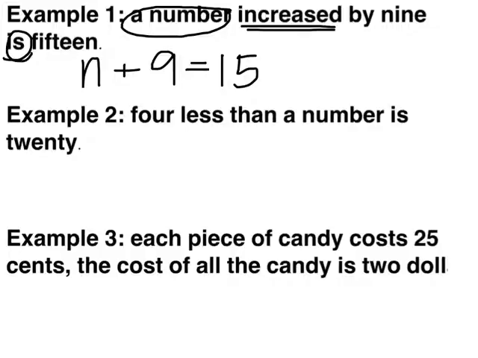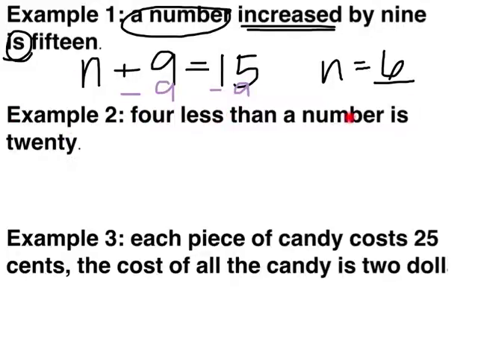How do we solve this? We work backwards. N equals 6. So then we plug that back into the original question. A number, 6, increased by 9 is 15. 6 plus 9 is 15. Let's move on to example 2.